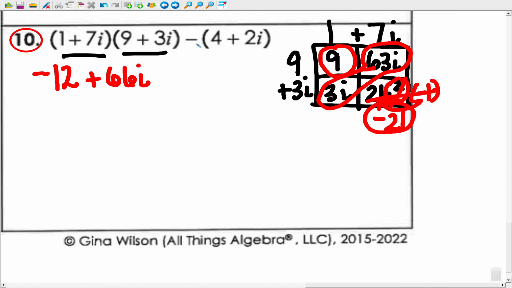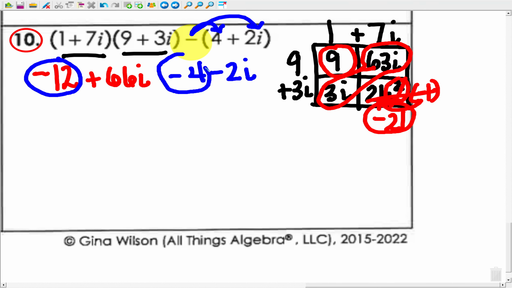And then on the next portion here, all you're doing is distributing that subtraction sign. So the subtraction sign is going to multiply into the parentheses here and here. That gives me a negative 4 minus 2i. Now, last step, let's get the real with real and imaginary with imaginary. Negative 12 minus 4 is negative 16. And then 66 minus 2 is 64i.